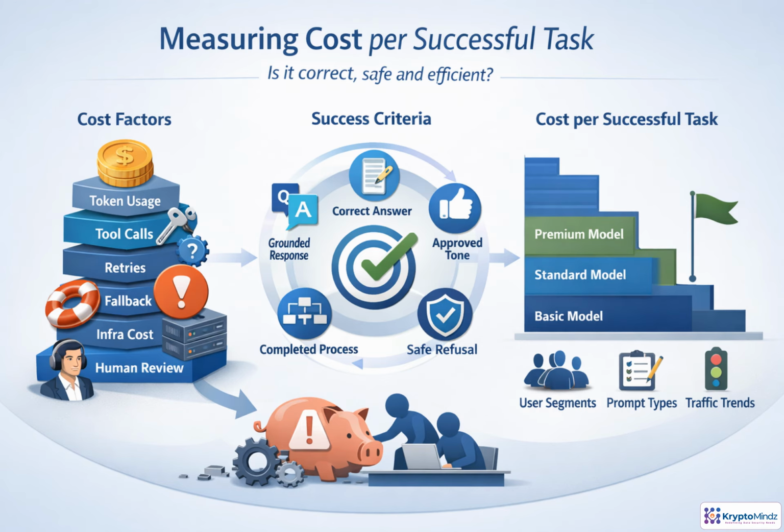To make cost optimization practical, measure the full cost of successful work. Include tokens, retries, tool calls, fallback models, infrastructure, and human review. Then define what success means for the task. A correct answer, grounded response, completed workflow, approved tone, or safe refusal. Divide total cost by successful tasks and track that number by model tier, user segment, prompt version, and traffic pattern. This reveals the real trade-off. A cheaper model can lose money if it fails often, triggers repeat calls, or sends work to humans.